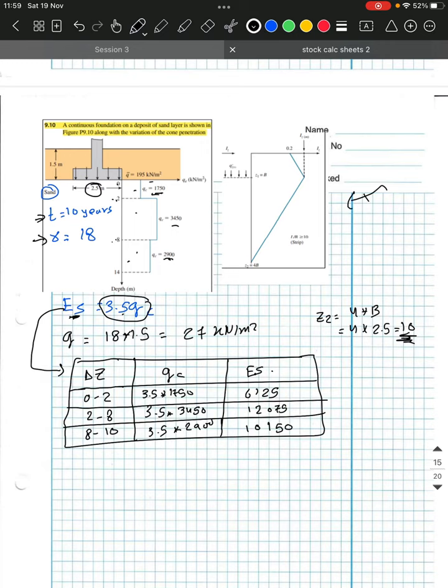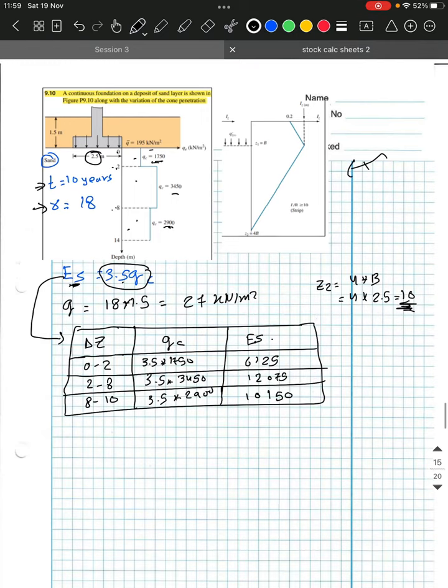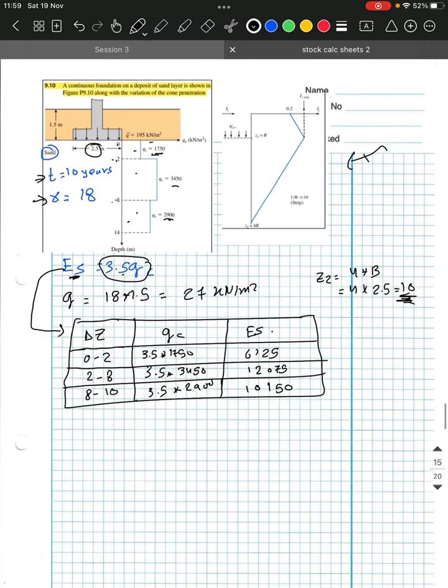Now I am ready to start drawing this, but I have to calculate a couple of things first. There are things I can do given a formula. I have to do Iz max first, which is this value.